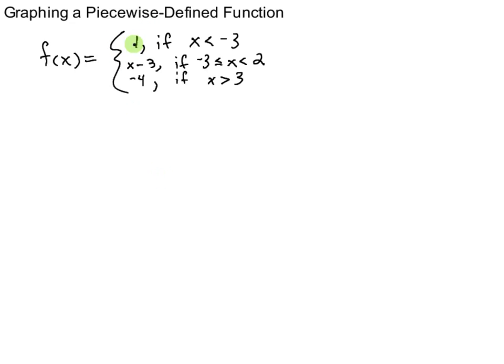But here's an example of a piecewise defined function. This function has three different outputs: 1, x minus 3, and negative 4. And these outputs take place on these given inputs. So the output is only 1 if x, the input, is less than negative 3, and so on.